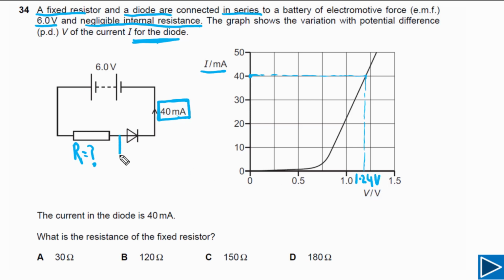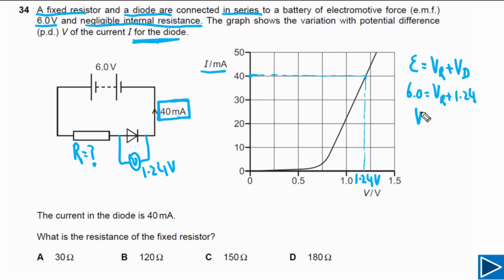So this is the potential difference across the diode, meaning if you connect a voltmeter across this diode, the reading on the voltmeter will be 1.24 volts. Now simply we need to understand the EMF of the cell. This will be equal to the potential difference across the fixed resistor plus the potential difference across the diode. I'm using capital D for diode here. EMF of the cell is given, this is 6.0. VR we need to find out. And the potential difference across the diode is given, that is 1.24 volts. So VR we can simply find out: this will be 6.0 minus 1.24.